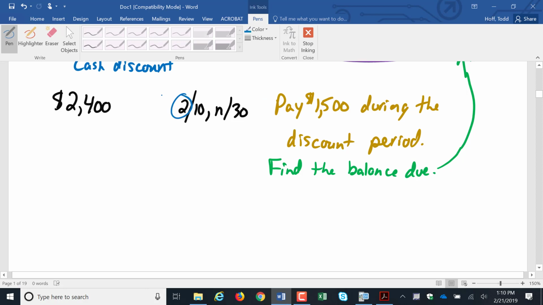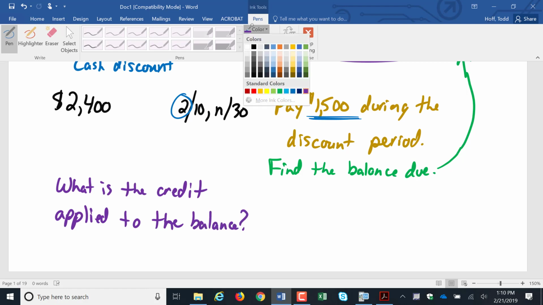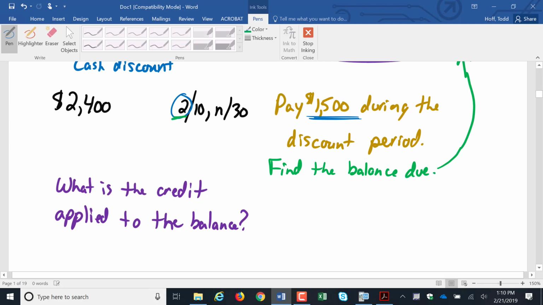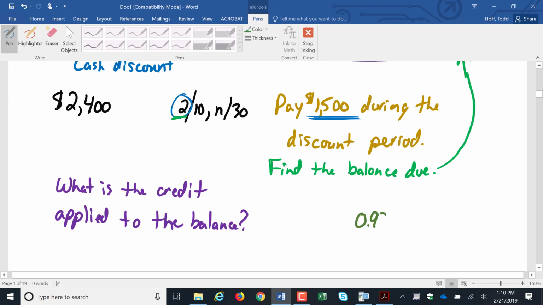So the 2/10 here means that it's a 2% discount in the 10 days, and we're assuming that $1,500 is paid during that first 10 days. So the key here is really figuring out what is the credit applied to that balance, in other words. And remember, for a 2% discount, we use the complement of that. That would be 98%, so 0.98. The amount paid is $1,500.